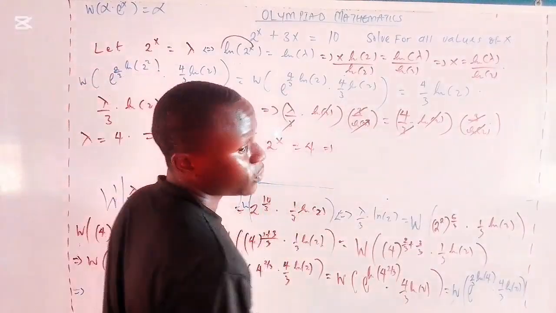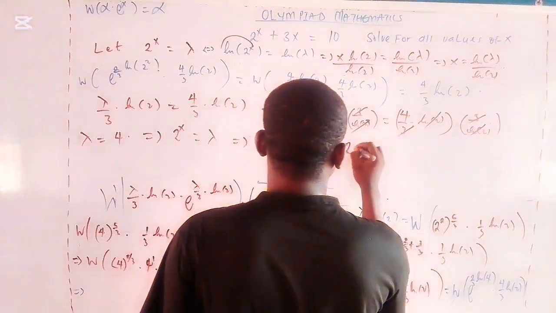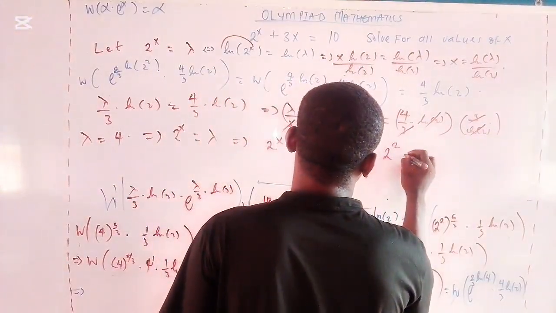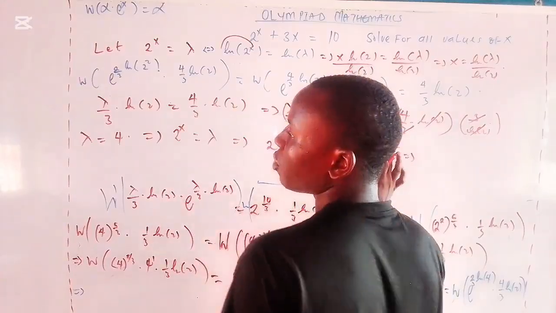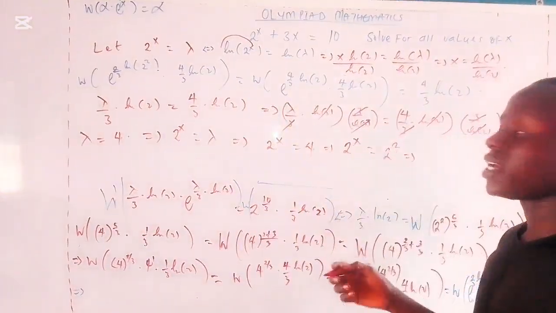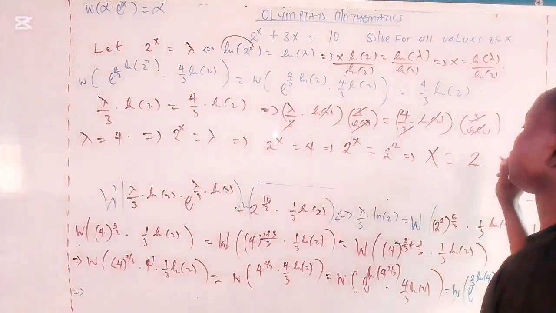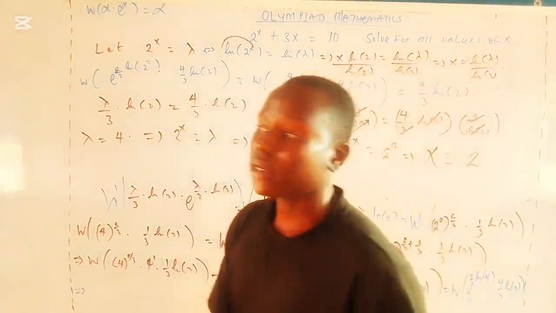And we know 4 is what? 2 raised to the power of 2. So we have 2 raised to the power of x is equal to 2 raised to the power of 2. And definitely we equate the exponents, or you compare the exponents. So we have x is equal to 2. So that's the only integer value that we have.